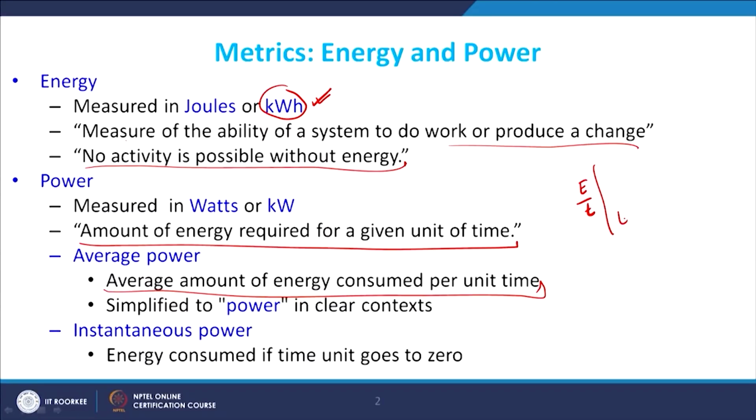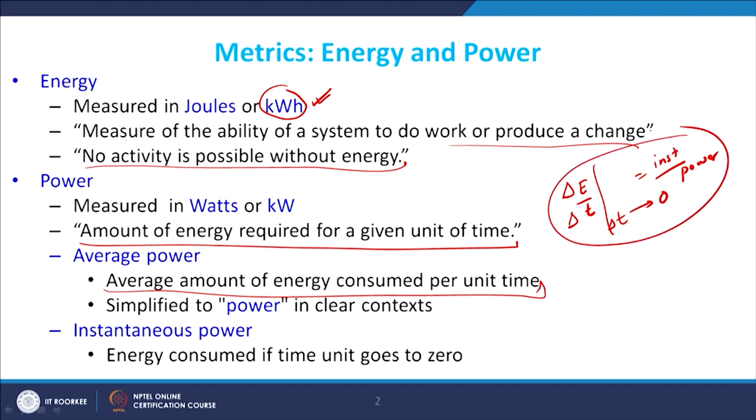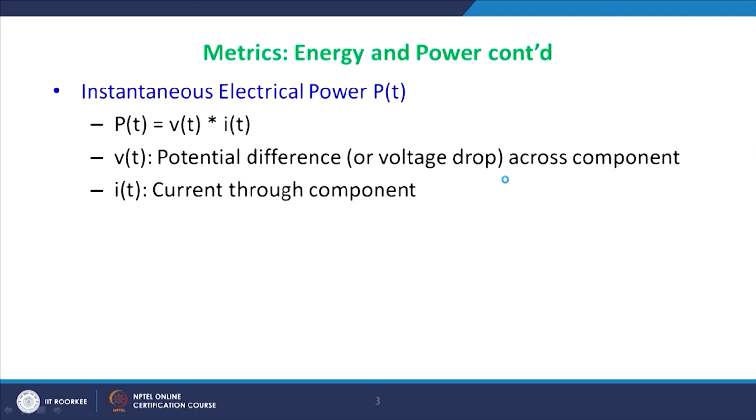We now define an important term known as instantaneous power. Instantaneous power primarily means that when delta t tends to 0, delta E by delta t is my power. When del t tends to 0, we define this to be the instantaneous power, which means we are calculating power at a particular time t. So, we have two types of power, instantaneous power and average power.